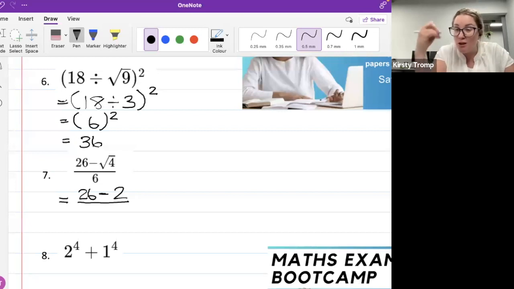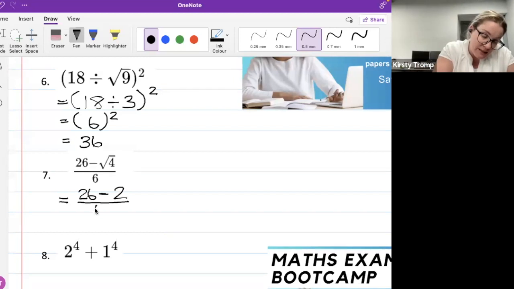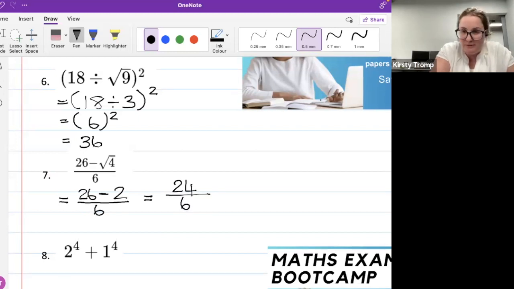Remember, when you ask yourself, what is the square root of something, you're saying to yourself, what times what will give you 4? On the bottom, the denominator is going to stay as 6. All right, hope you all are still with me. I'm going to do my sum next because I'm running out of space here. Now I look at my numerator. What's on my top? I've got 26 minus 2. So 26 minus 2 is 24 over 6.